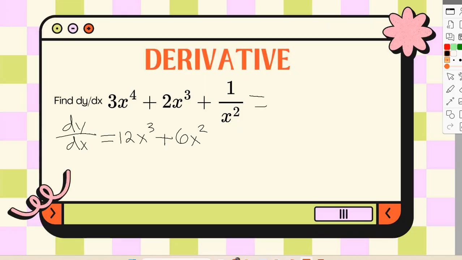Now, it probably would be helpful for us to rewrite this last one. Remember, I can rewrite that as an x to the negative second. So this time we're bringing down our negative 2. So negative 2 minus 1 gives us negative 3, because I'm subtracting 1. So negative 2 minus 1 is a negative 3. So just be careful with your negatives. It's a common mistake.